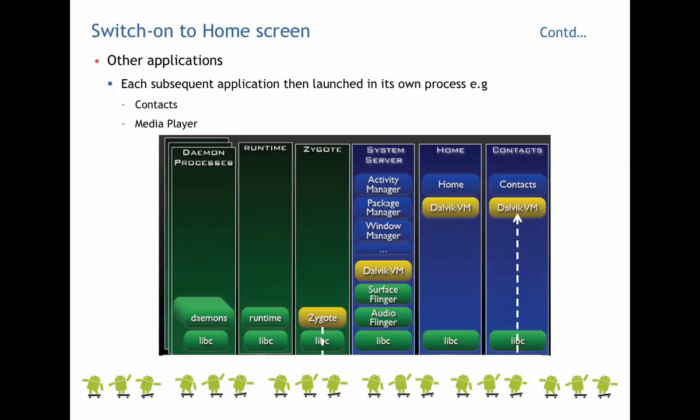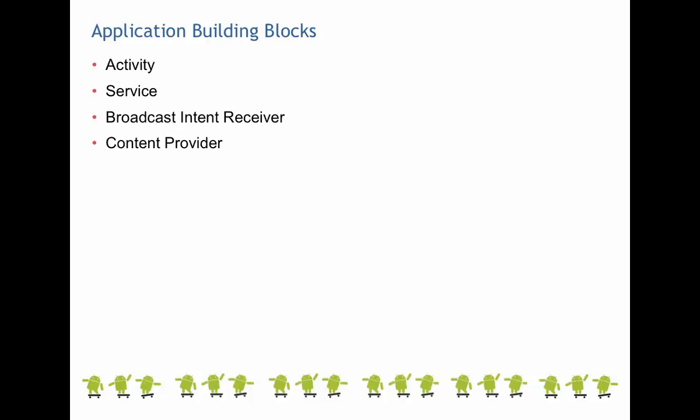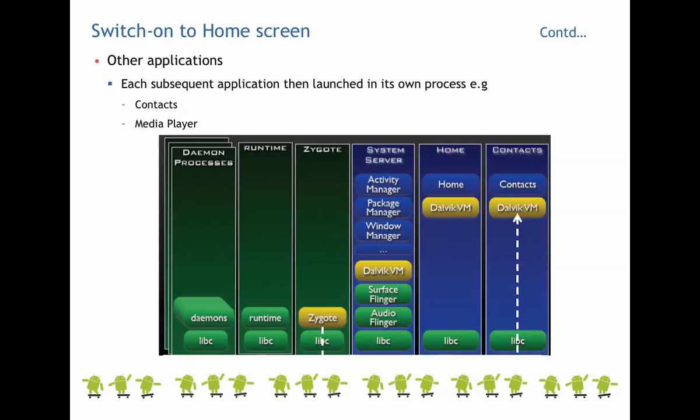Now from the home screen, let us say we launched the media player. Then what will happen? Instead of contacts here, a process will be created for your media player application. An instance of the Dalvik virtual machine will be created, and your media player application will be running in its own process. That's the simple component that we have.